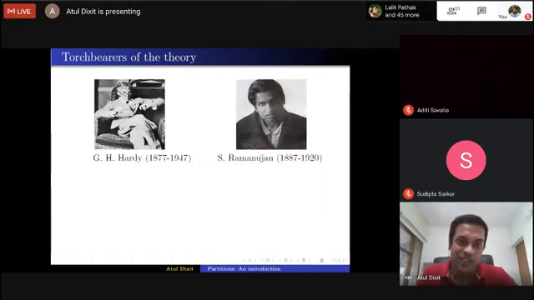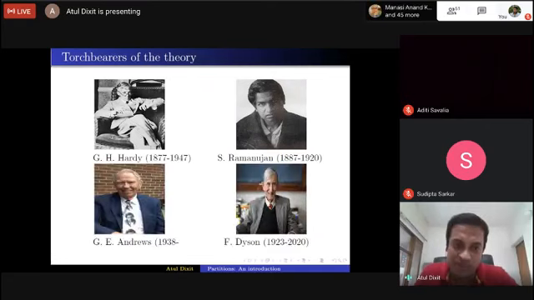Few more, G.H. Hardy, Ramanujan. And then in contemporary partition theory, one of the major figures is George Andrews and the late Freeman Dyson, who just passed away a couple of months back. Everyone knows he's a star physicist as well as a star mathematician, and he contributed greatly to the theory of partitions. And I'll be coming to Dyson's contributions in some time.